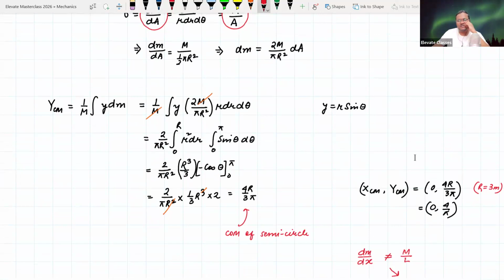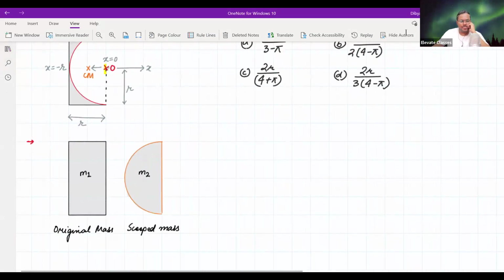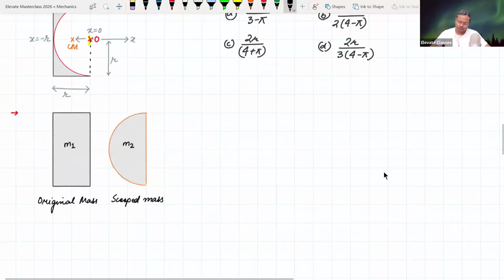And you can use this 4r upon 3 pi calculation in our question here. Okay, I will start.